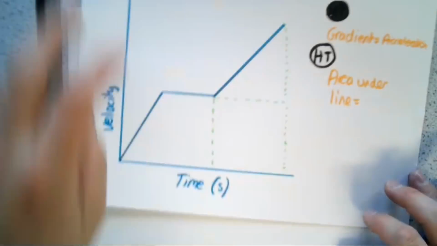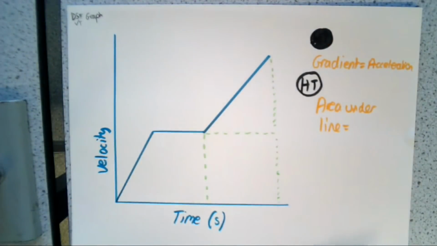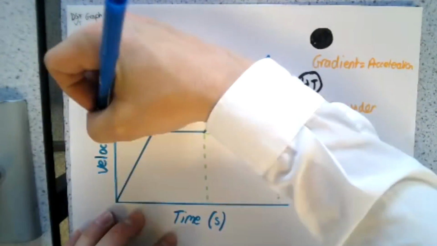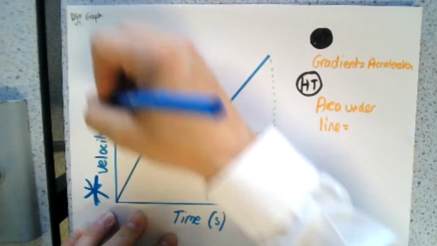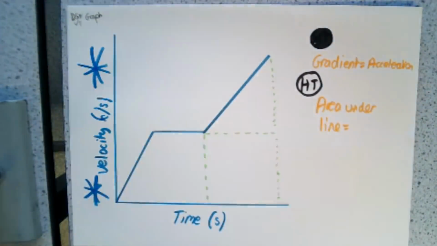Why am I telling you this? Well, because you might be given a velocity time graph. Now, please, please, please check the y-axis, because if it's a distance time graph, it will say distance. If it's a velocity time graph, it will say velocity. And depending on what graph it is depends on what the lines mean.